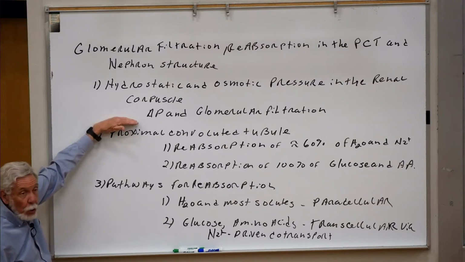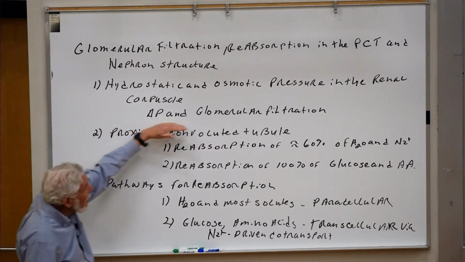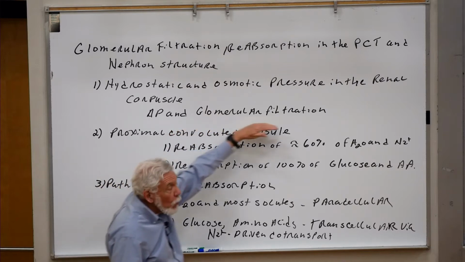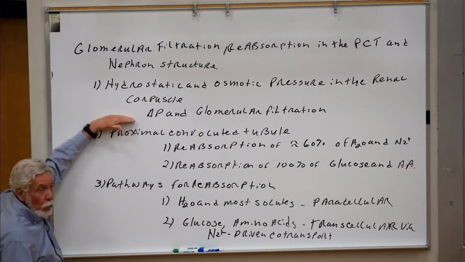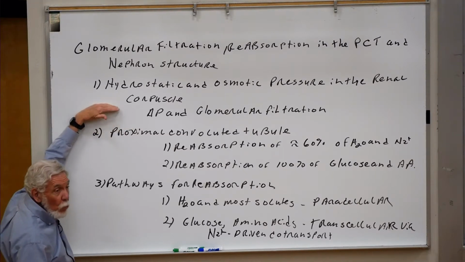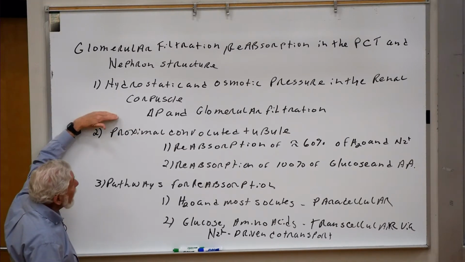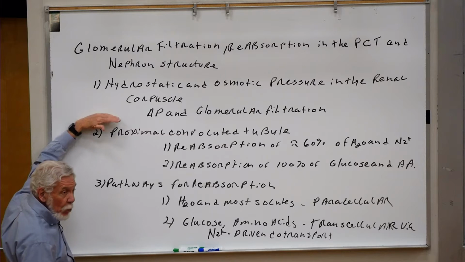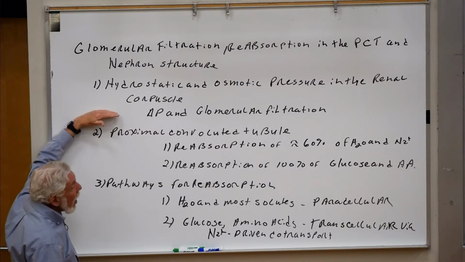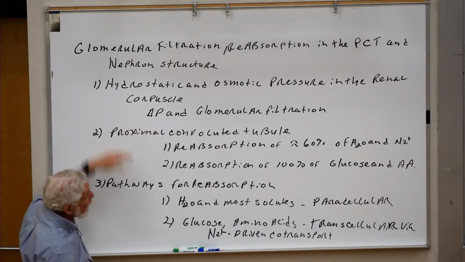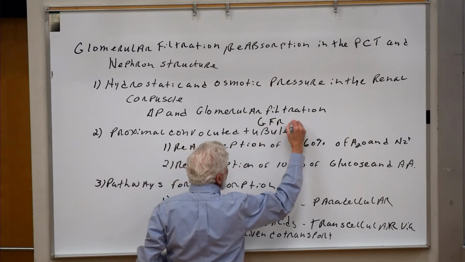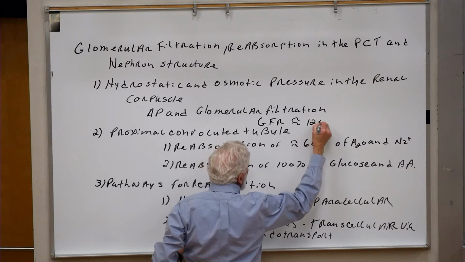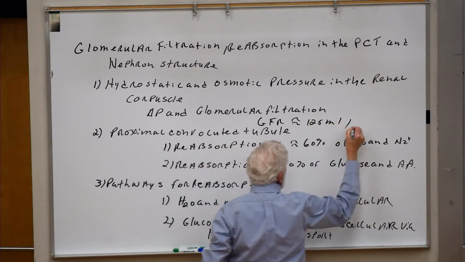A differential in pressure between the fluid in the glomerular capillary and the fluid in Bowman's capsule. And we'll see that once we generate a pressure differential, we're now going to get a movement of fluid from the blood vascular compartment into the renal compartment. And we're going to talk about this in terms of a glomerular filtration rate, a GFR, being in the neighborhood of about 125 mils per minute.